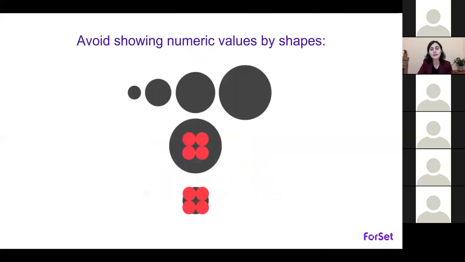Another tip that I can give you is that we should avoid showing numeric values by shapes. If you look at this first part of this slide, you would think that the last circle is almost 4 times bigger than the first one, because you see that it is increasing, it's almost double, then it's almost 2 times more than the previous one, and then it's like 4 times more than the first one. However, we see that the second one is almost 4 times as big as the first one. The reason for this is that our eyes are not that sharp to see the exact comparison between the shapes, which are not easy to compare.